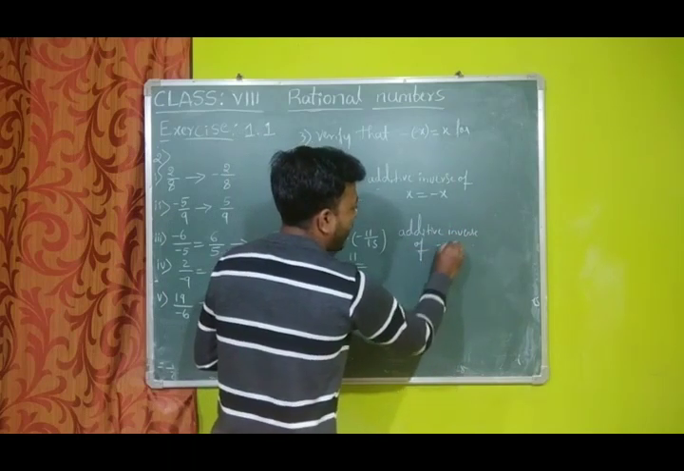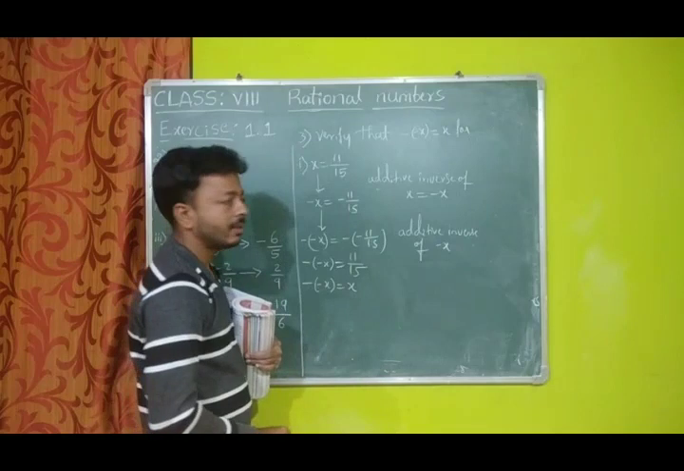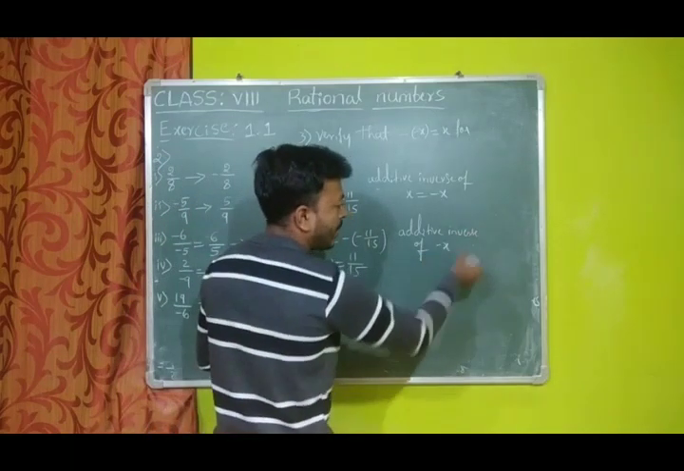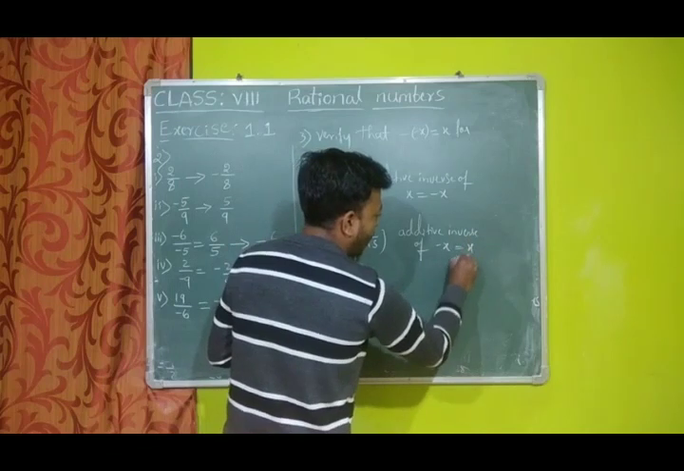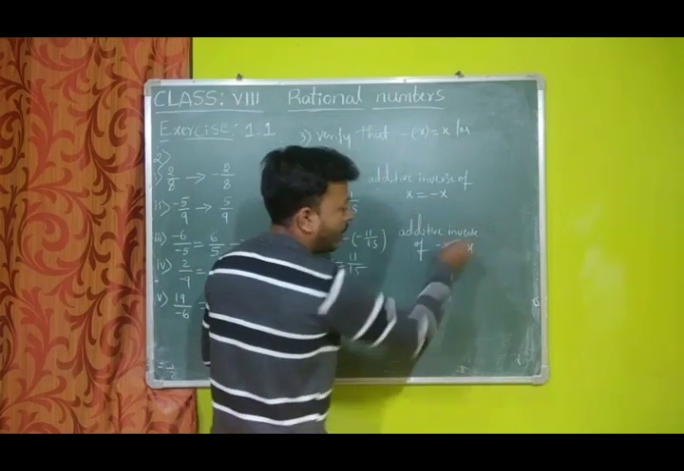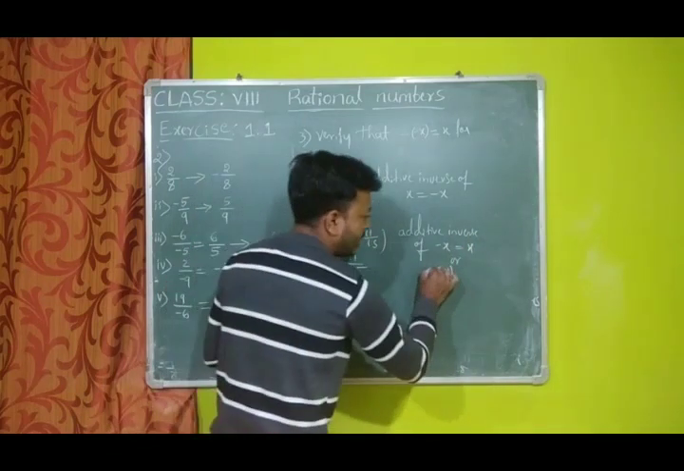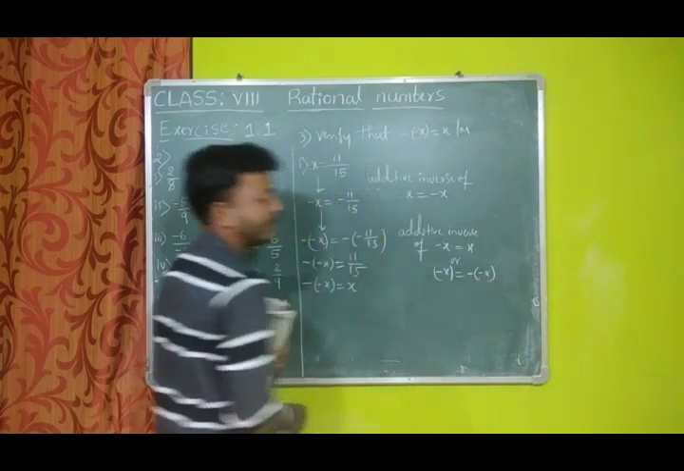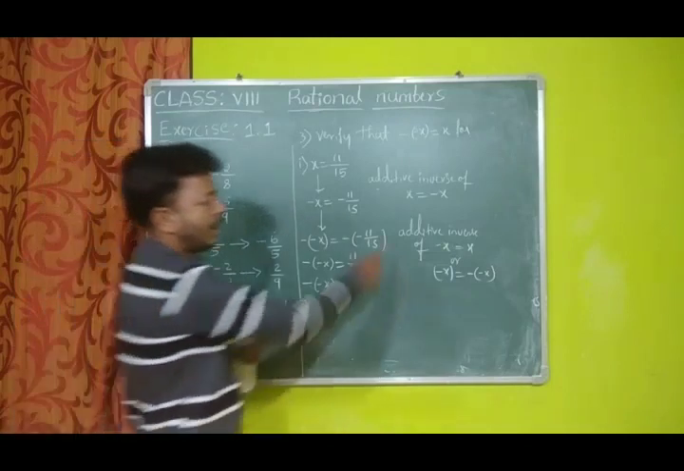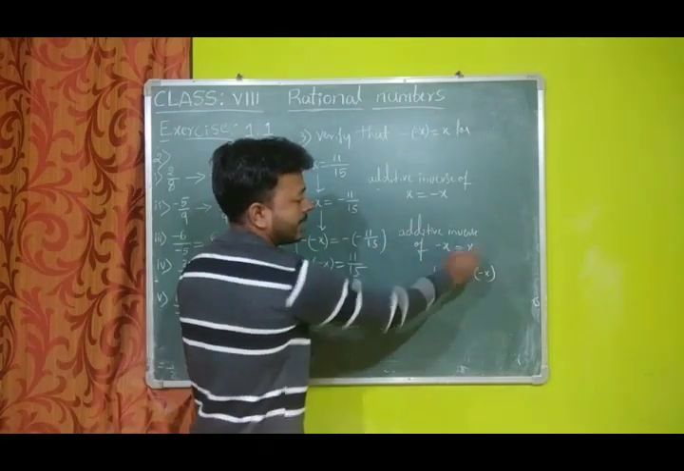Additive inverse of minus x. So how to write? This will become plus, or minus x is x, or minus of minus. So how will it become plus? Just multiply here. So x, I am going to write it as minus x. Yes? Additive inverse of minus x is x.